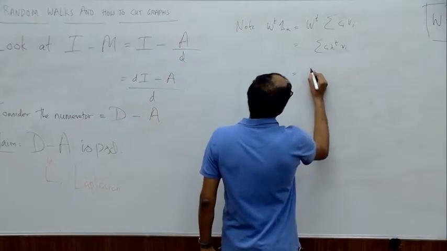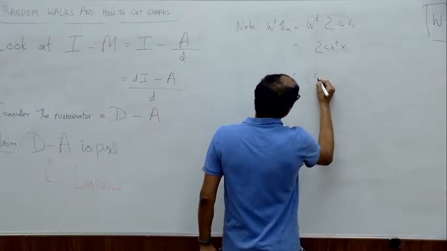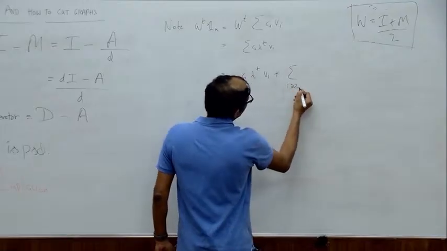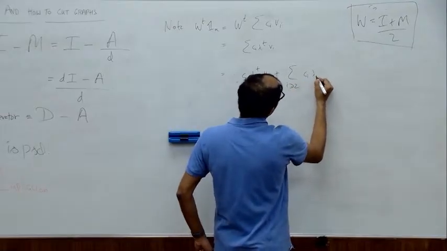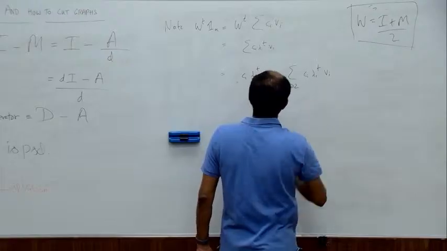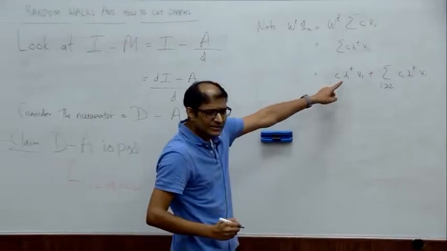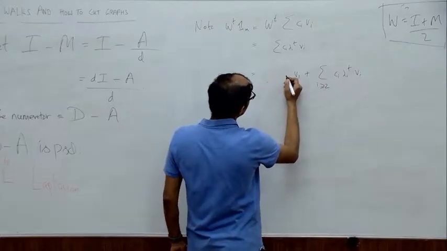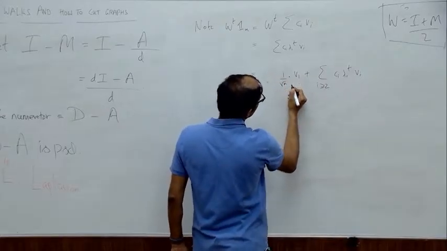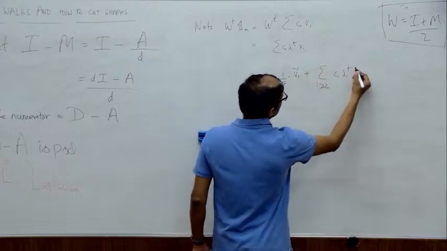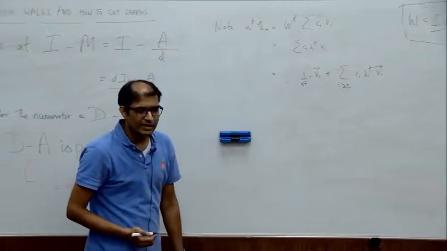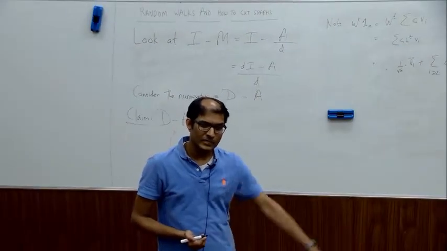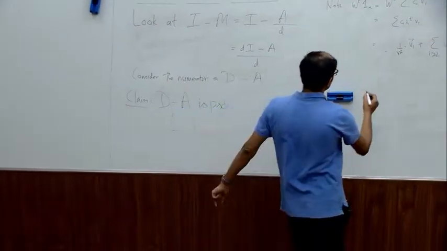So let's write this as C1 lambda 1 to the t V1 plus everything else, summation Ci lambda i to the t Vi. Lambda 1 is 1. C1 we just saw was 1 over square root n, times V1. V1 I know was 1 over root n in every single coordinate. So this guy is all 1 over n.